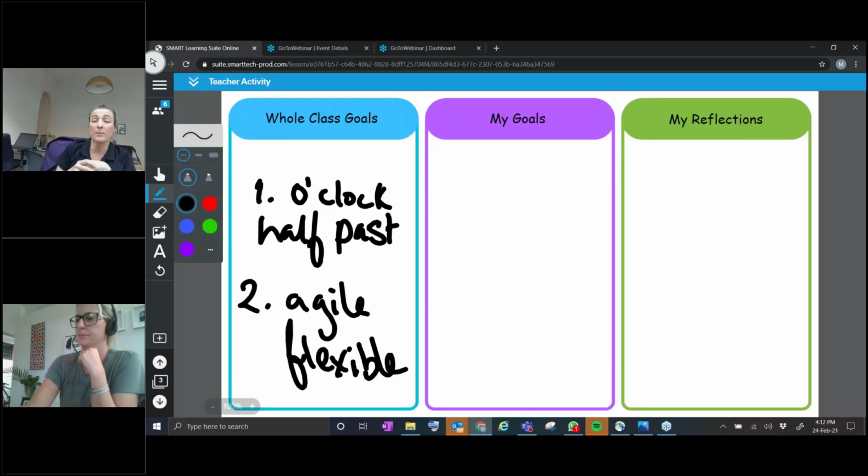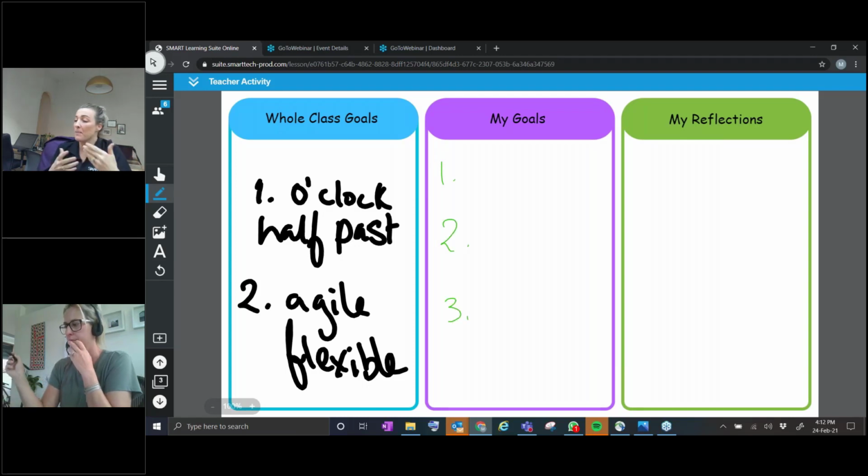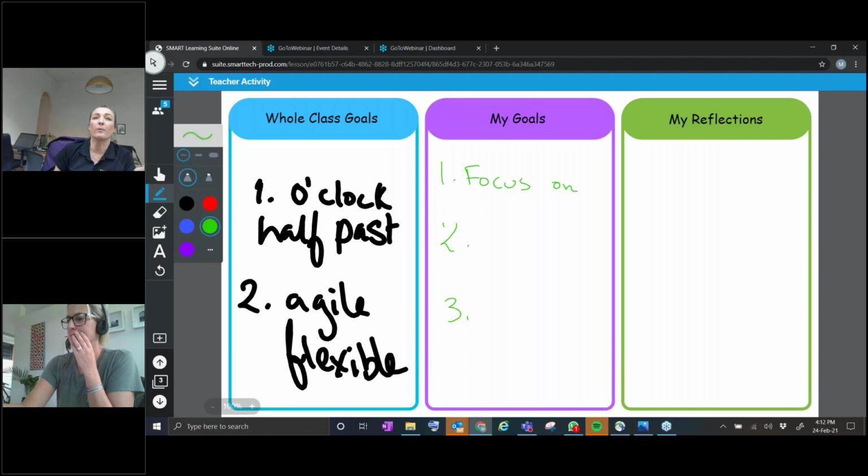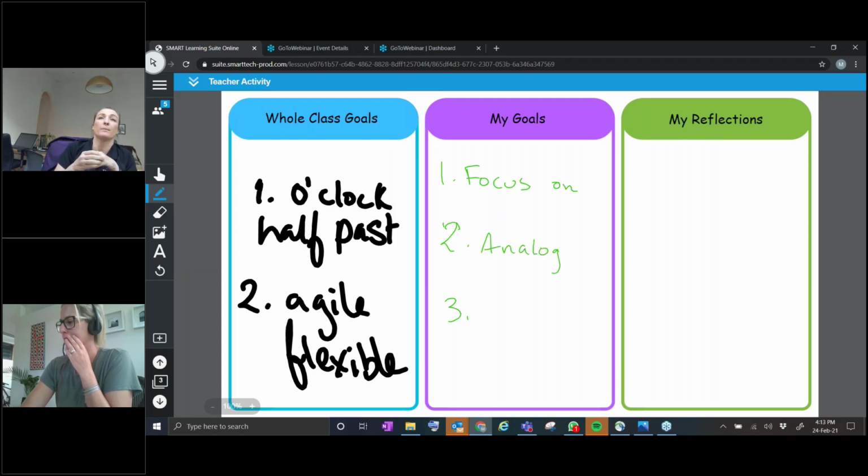Now, that might be with me. Some of my students might work with me doing and setting their own goals. So they may be learning goals, they may be personal goals. So maybe I want to focus on fluency when reading, or well, we're doing time. So maybe I would like to be able to learn analog and digital, or the difference between them. I would like to be able to learn time lapse.